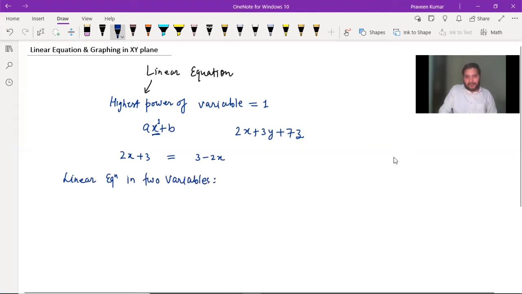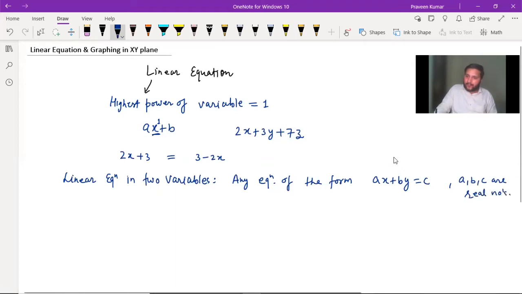Linear equation in two variables. Any equation of the form ax plus by is equal to c, where a, b, c are real numbers, and a is not equal to 0 or b is not equal to 0.